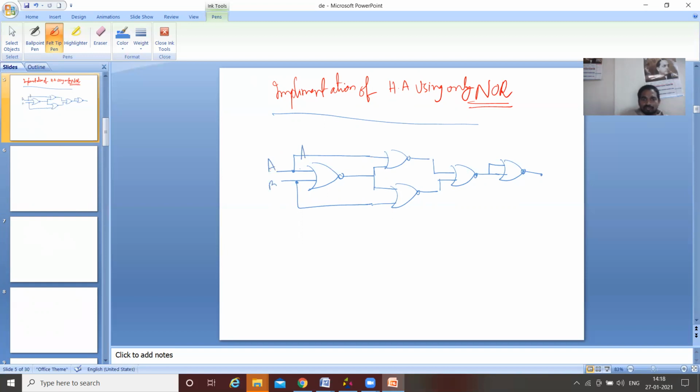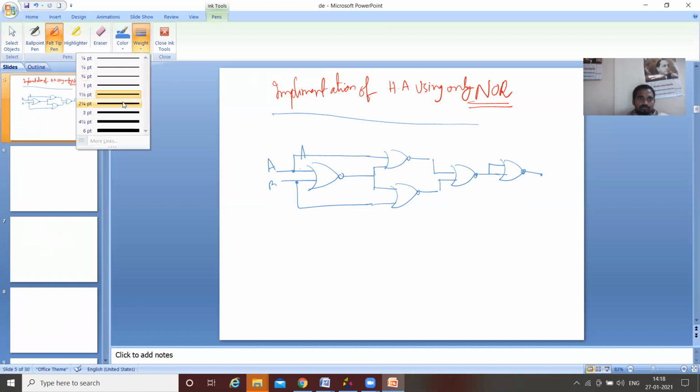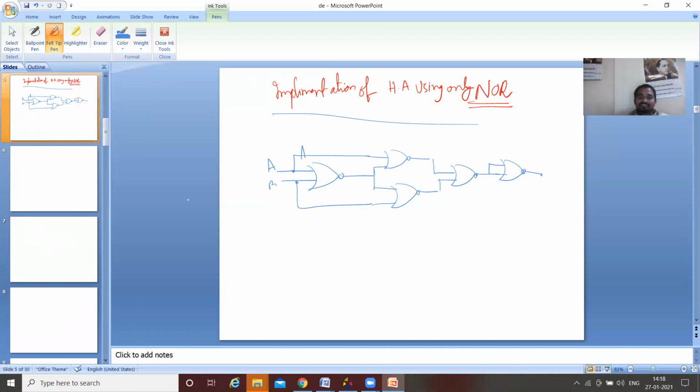A and B. Here, the output of this gate is (A plus B) whole bar, and this one is A.